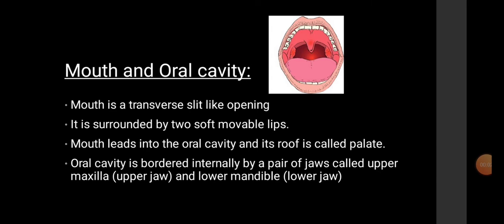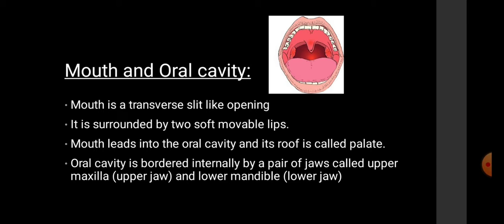Now let us learn about the first part of the alimentary canal, the mouth, which leads into an oral cavity. The mouth is a transverse slit-like opening which is surrounded by two soft movable lips, the upper lip and the lower lip. You open the mouth and it leads into an oral cavity, also called the buccal cavity. The roof of this buccal cavity is called the palate.